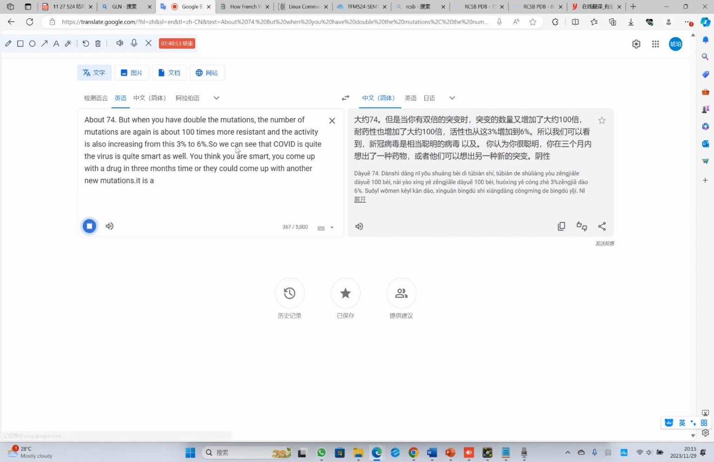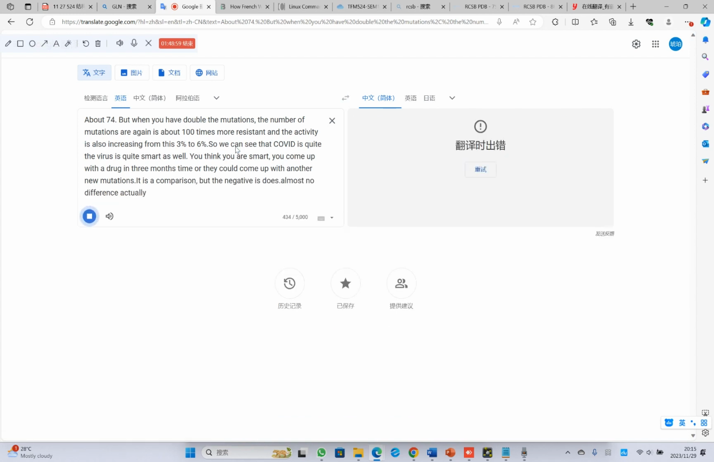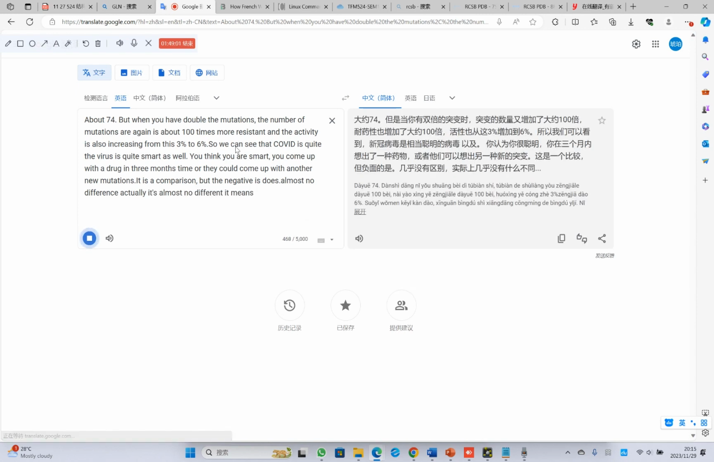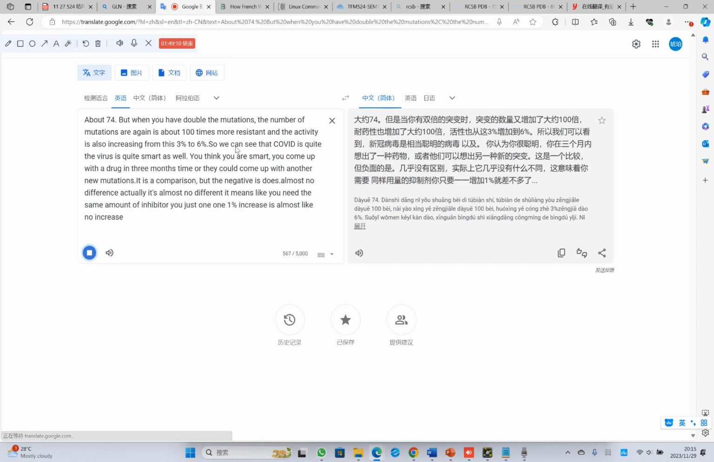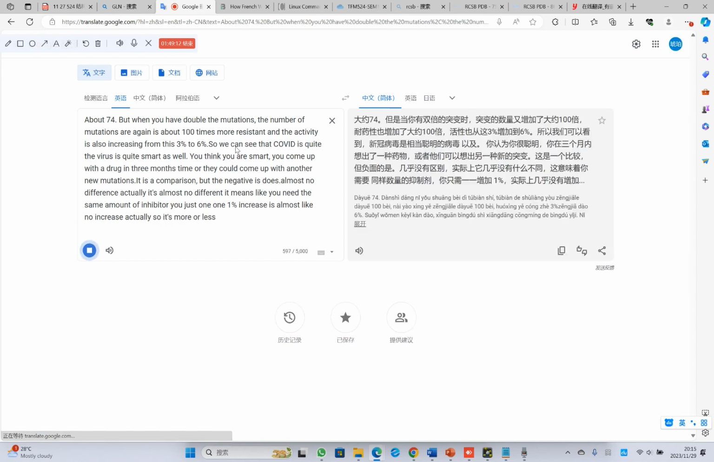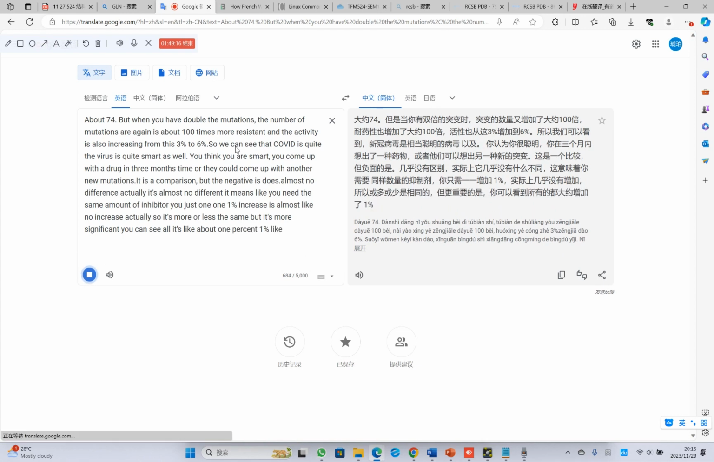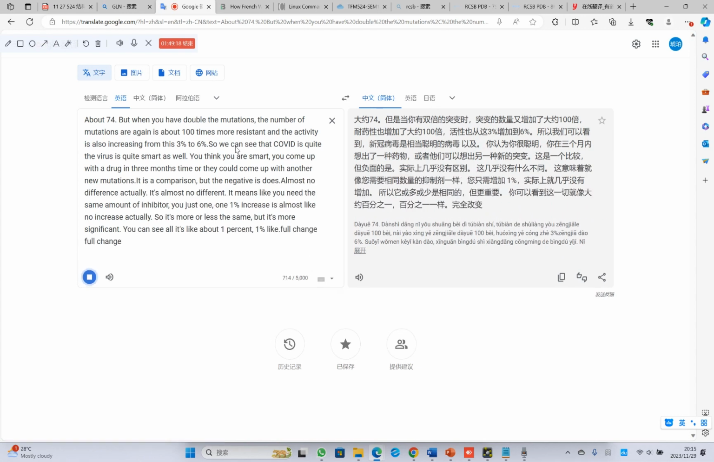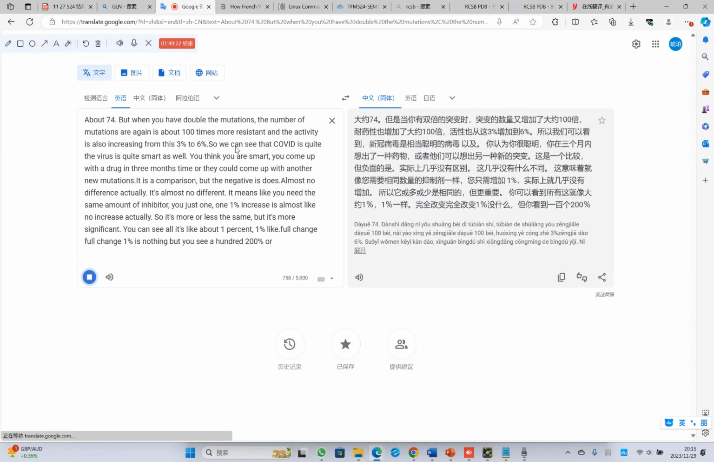Actually it's a comparison different. It means like you need the same amount of inhibitor. It's just one. That's the same. What is more significant? You can see it's like about 1%, like fold change 1% is nothing. But you see 200% or 100%.